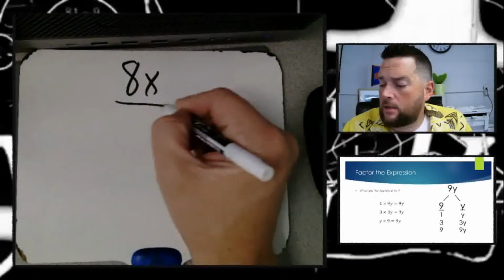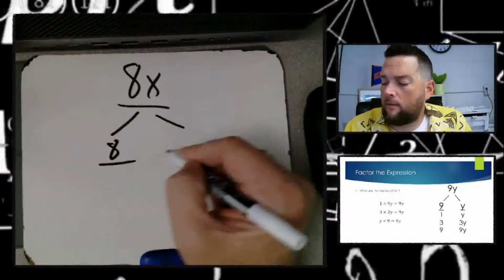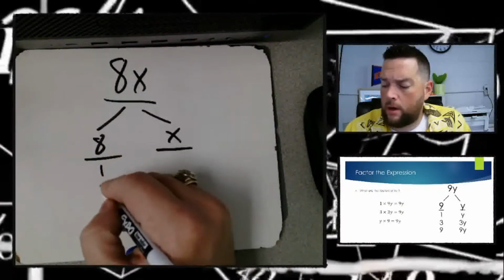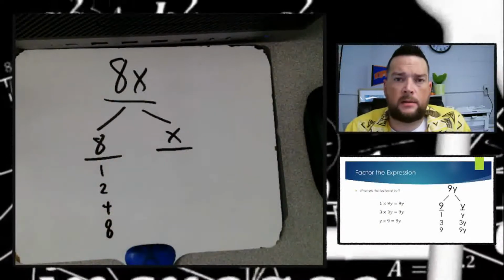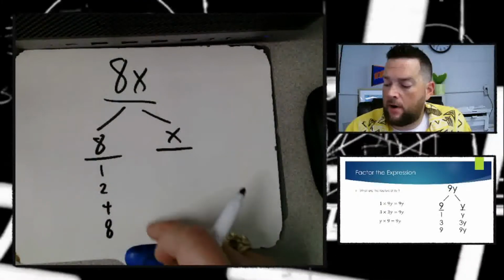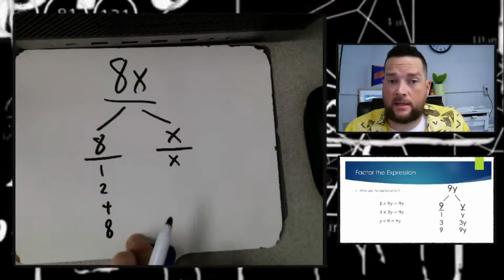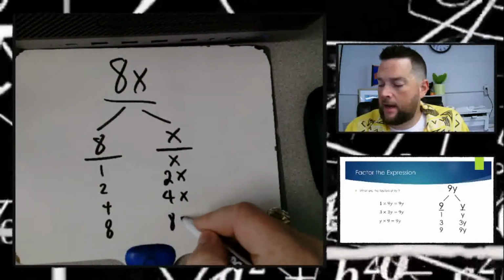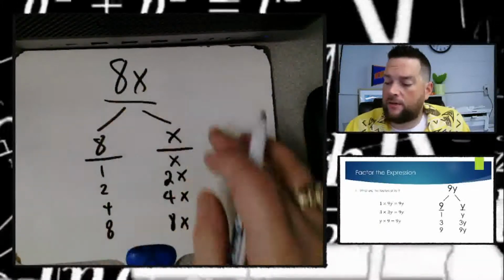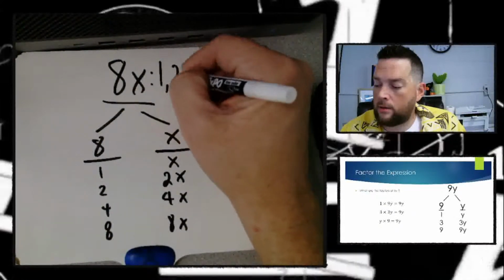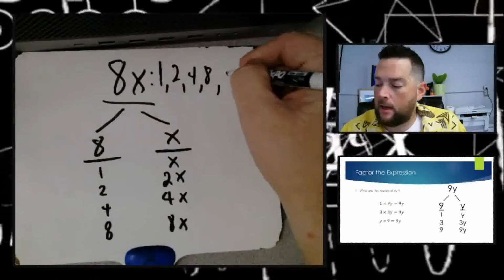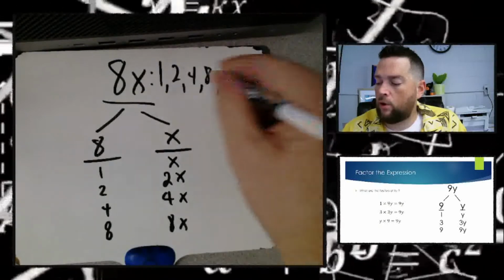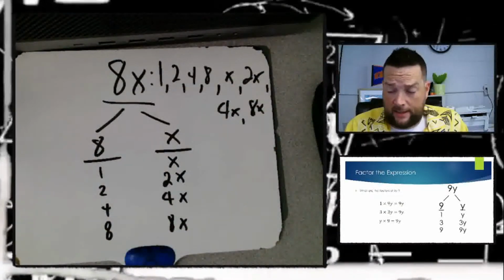All right, so I'm going to split off 8 from x, just like that. Then I'm going to write the factors of 8, which are 1, 2, 4, and 8. And then I'm going to include those numbers with the variable. 1x is just x, 2x, 4x, and 8x. All right? So the factors of 8x are 1, 2, 4, 8, x, 2x, 4x, and 8x. Those are all the factors of 8x. All right.